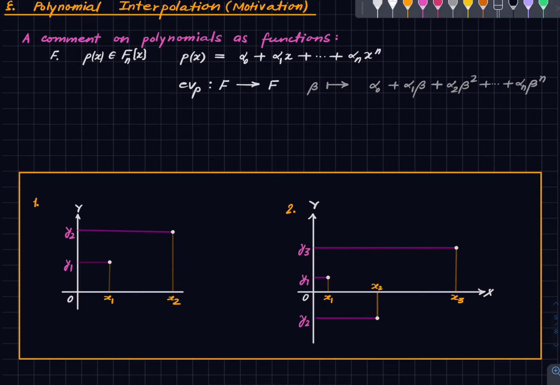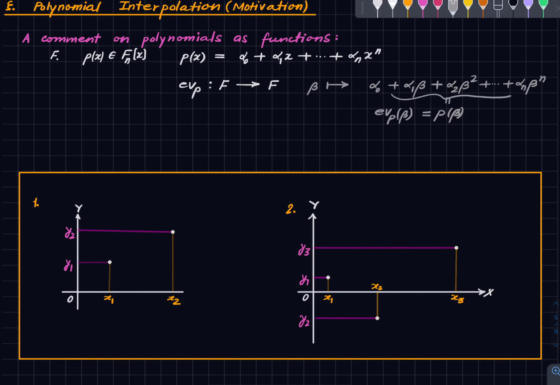At the same time, let me mention this notation. This thing on the right-hand side is written as p(beta). So the evaluation of p at beta is written as just p of beta. Familiar from high school.